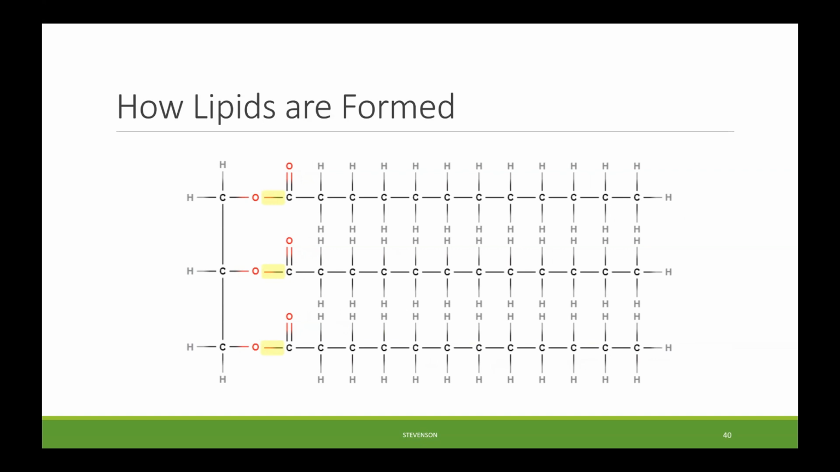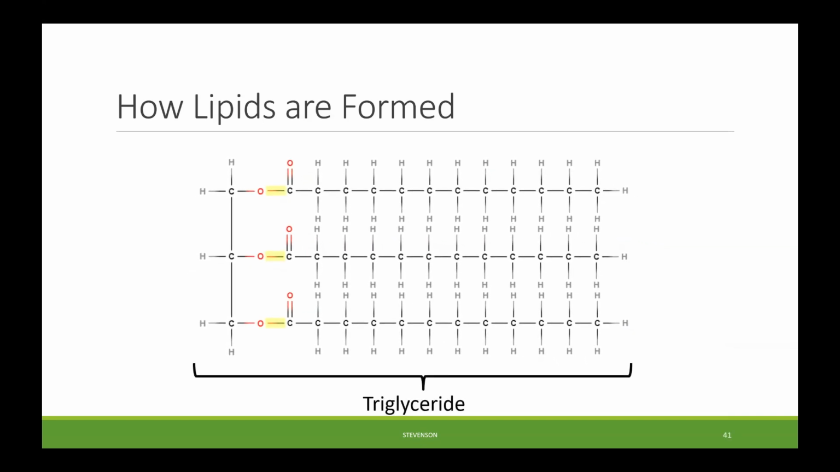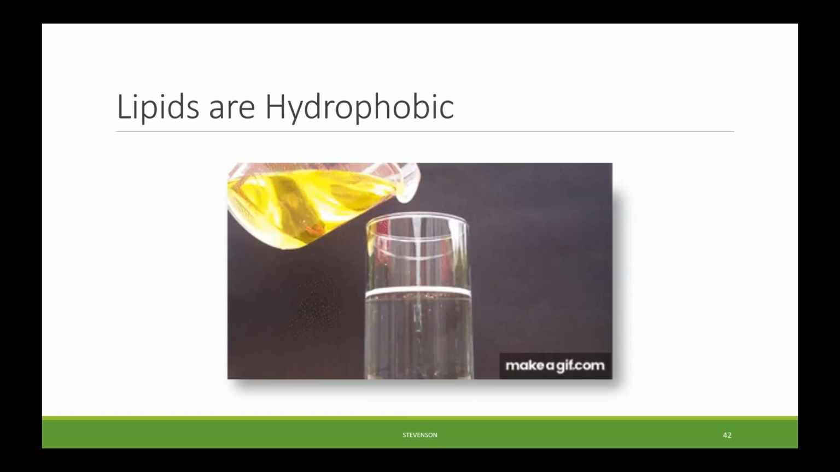And this lipid we would refer to as a triglyceride, with the prefix tri meaning 3, because there's 3 fatty acids attached to the glycerol. There's another type of lipid that is a variation on the triglyceride structure, and we're going to talk about that in just a minute.